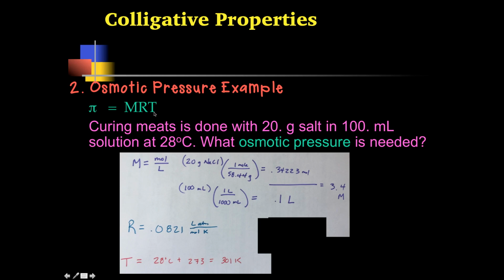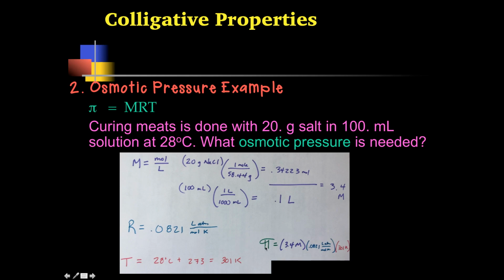All right, well then here's my equation. I've got everything, MRT, I can plug it in. Pi, or osmotic pressure, equals 3.4 molarity times the R value, which is 0.0821 liter atmosphere over mole Kelvin, times your temperature, which is 301 K.